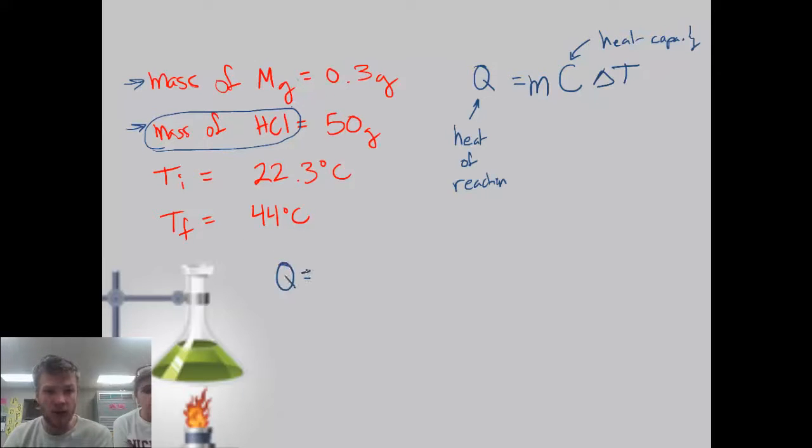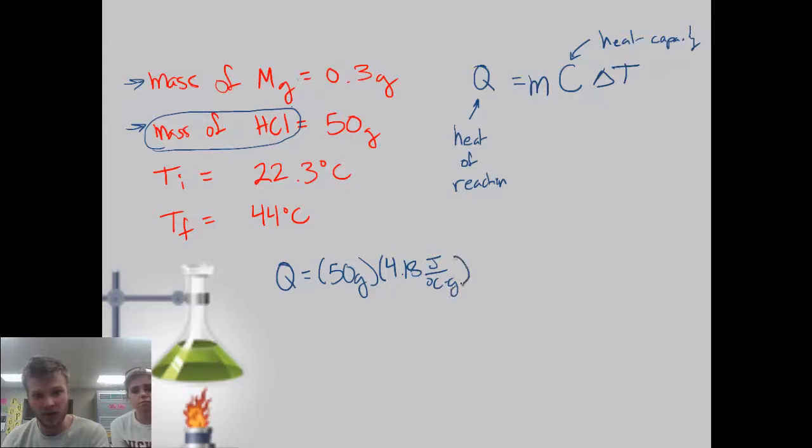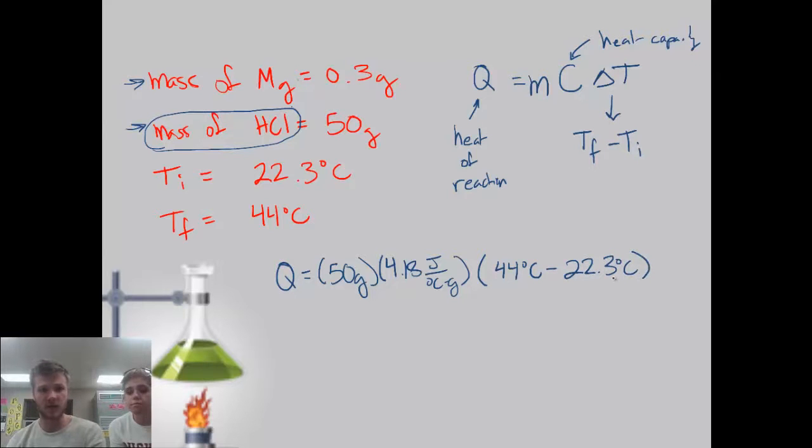We've got Q, and we're going to use our mass, which was 50 grams. Do we remember our heat capacity for water? 4.18. That'll come up a lot. What does delta T mean? Delta T means the final minus the initial. That's right. So it's T final minus T initial. I've got 44 degrees Celsius minus 22.3 degrees Celsius.